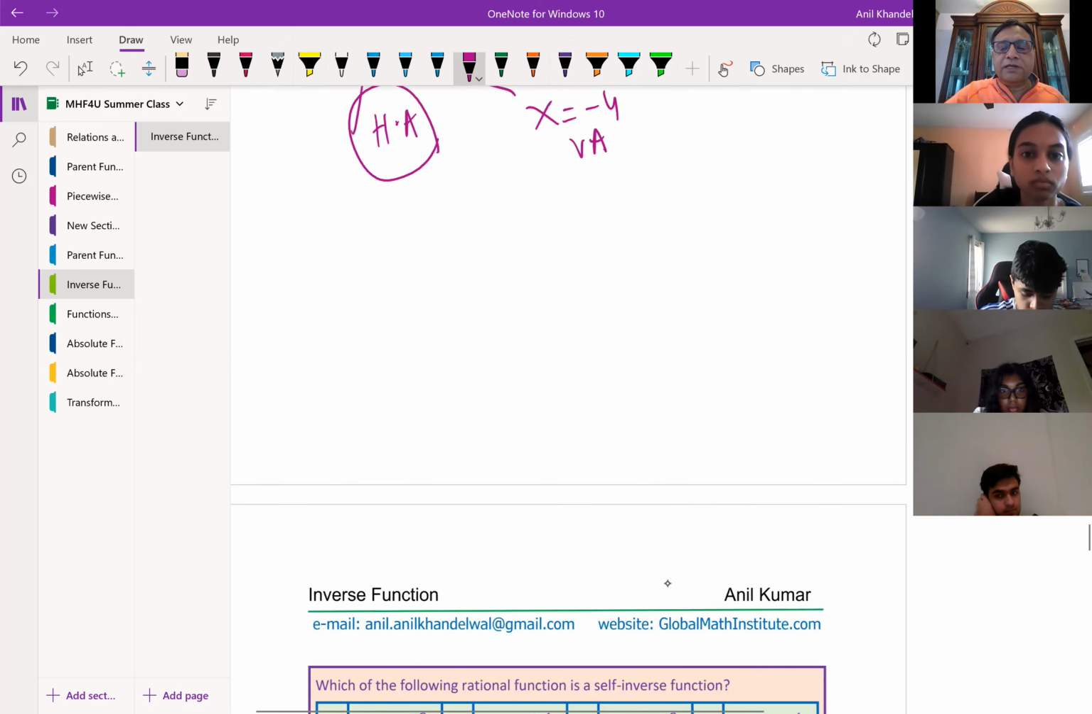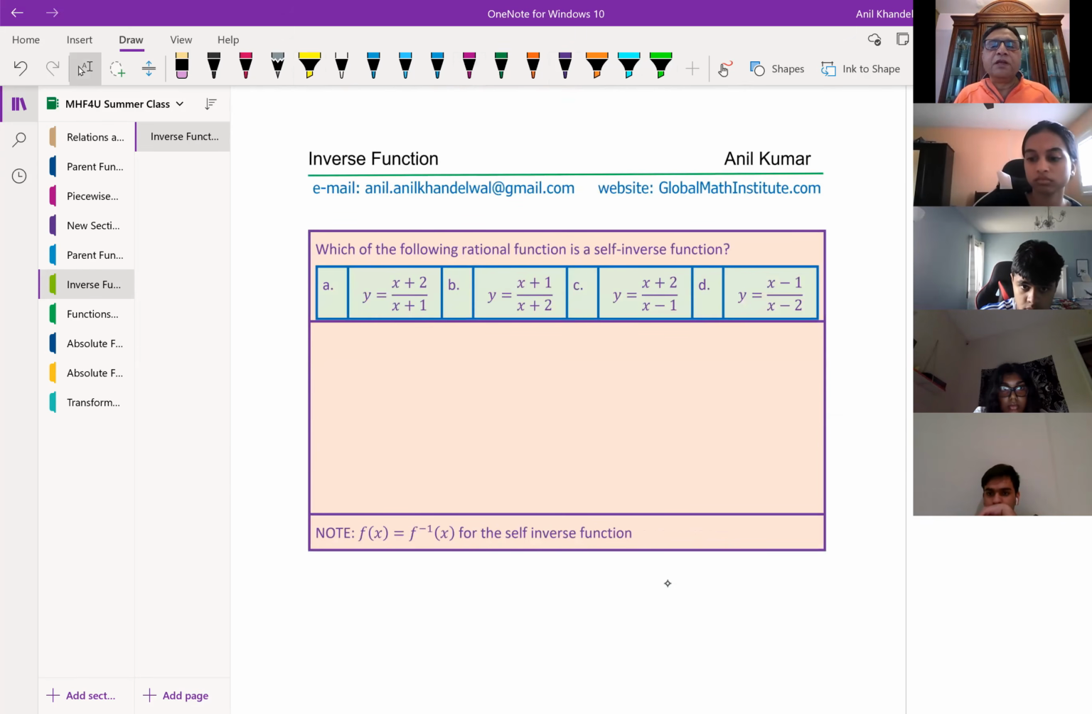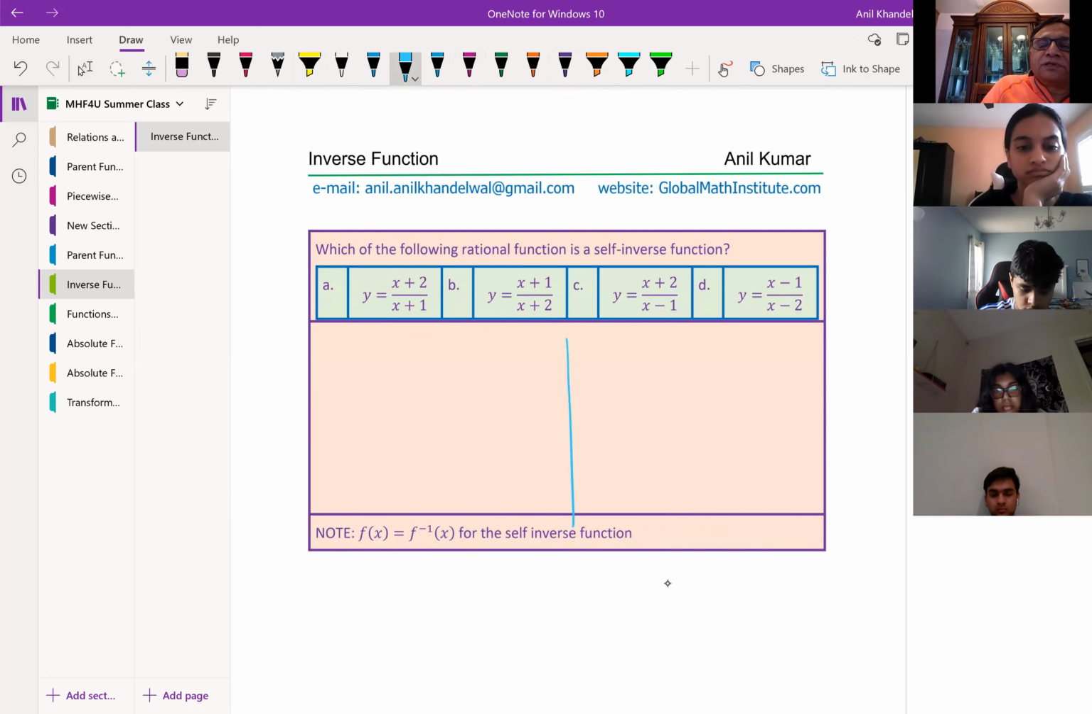Okay, so let's take up more examples. Here's a very good example, and this is the last example for us. The question here is, which of the following rational functions is self-inverse? Self-inverse, do you understand? It means the function and its inverse have exactly the same equation. Do you think it is possible? There are many examples. Let me give you many examples first.